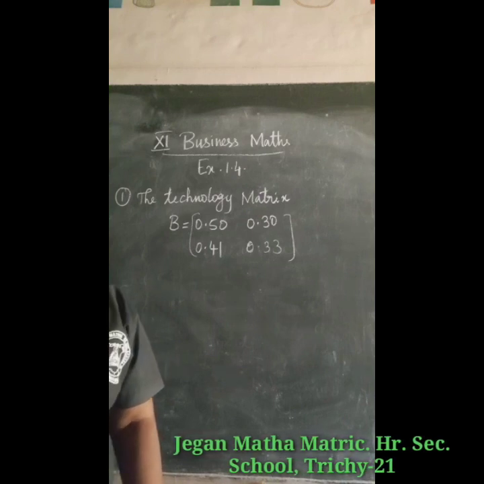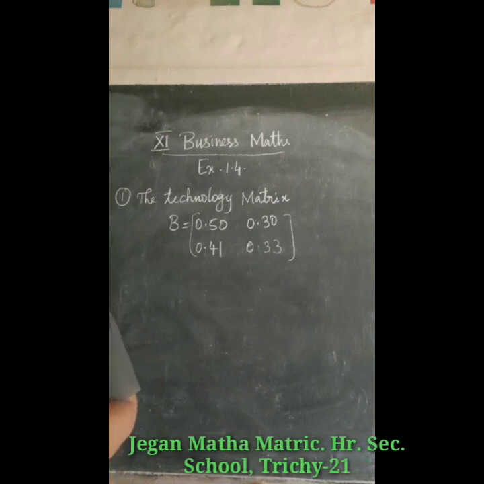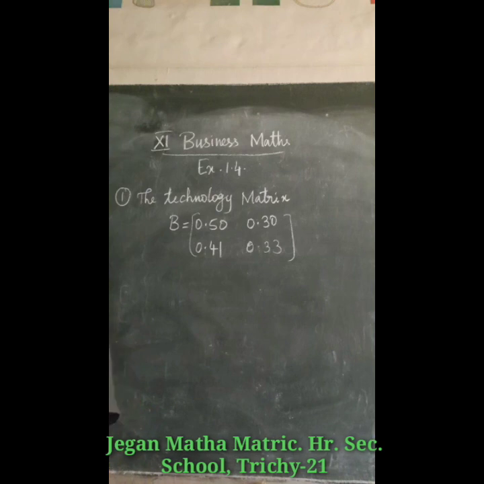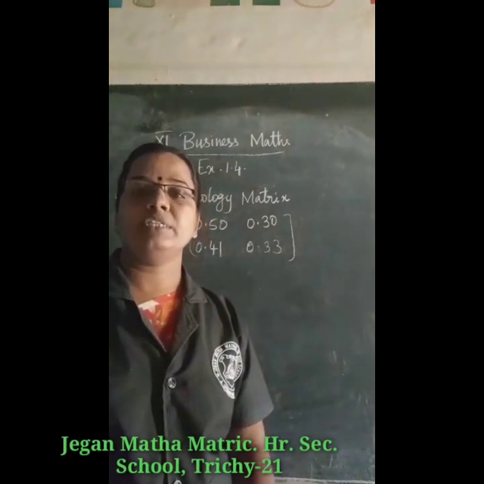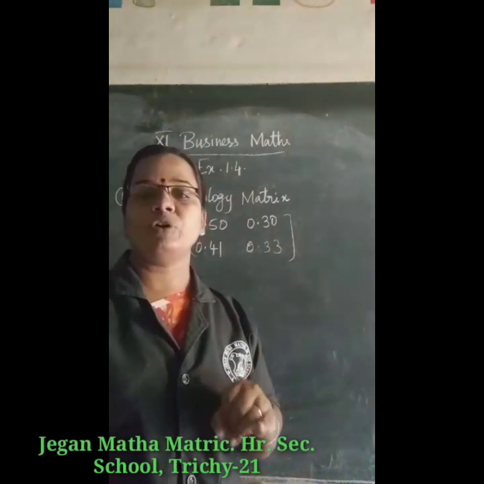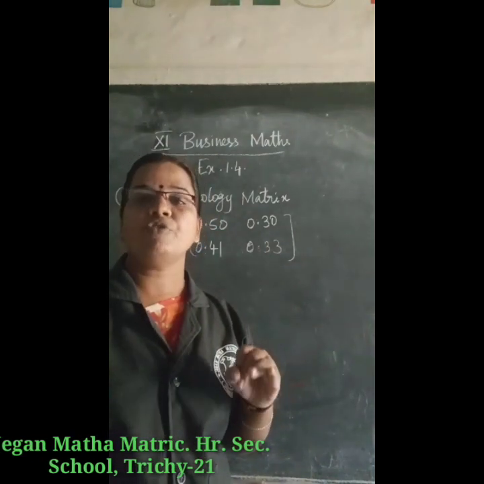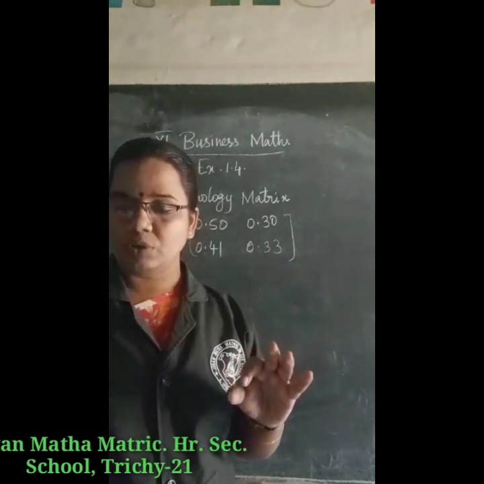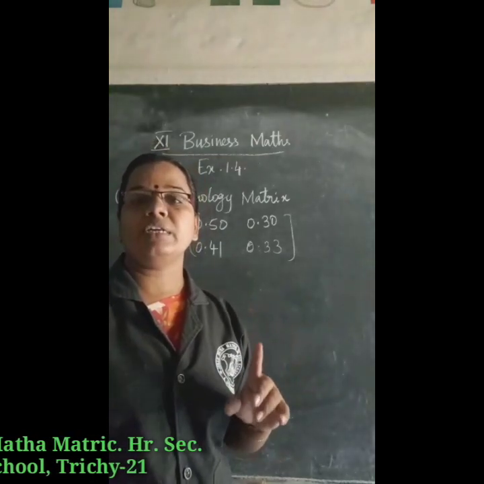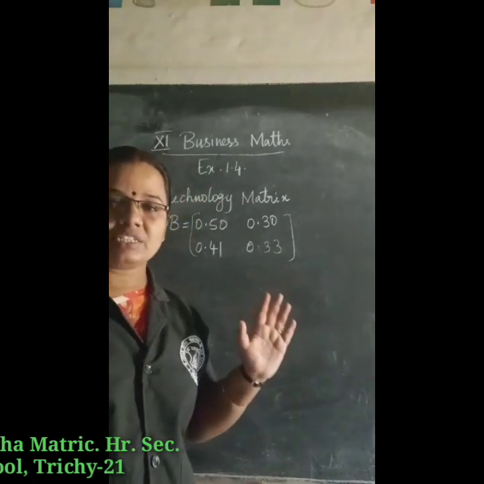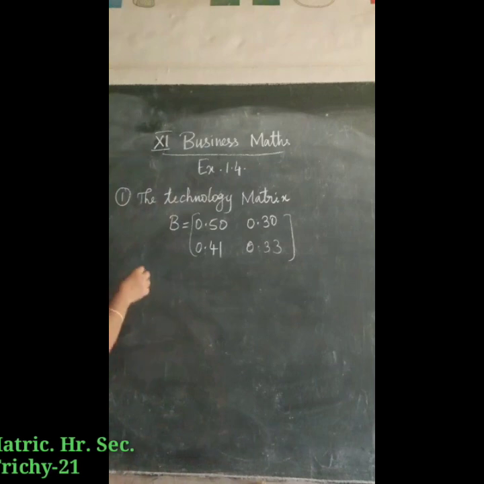Let us see how to find out the Hawkins-Simon condition. Two conditions are there. We have to find I minus B, and the first condition is that the leading diagonal elements are positive, and the second condition is that the determinant of I minus B is positive. When both conditions are satisfied, the system satisfies the Hawkins-Simon condition. Now we have to find I minus B.